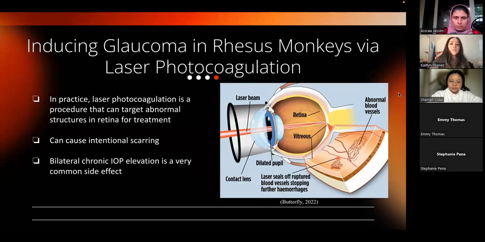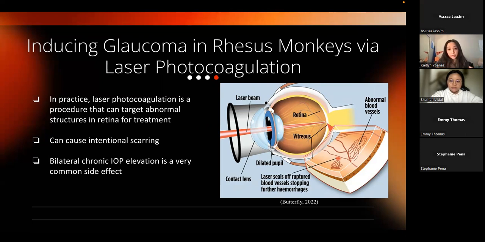The researchers induced glaucoma in monkeys through a process known as laser photocoagulation. Usually this procedure is used to treat abnormalities within the eye. It is done by first dilating a patient's eye and using a laser to target any abnormal tissue within the eye. This helps treat blood vessels that might be resulting in hemorrhages and so on.